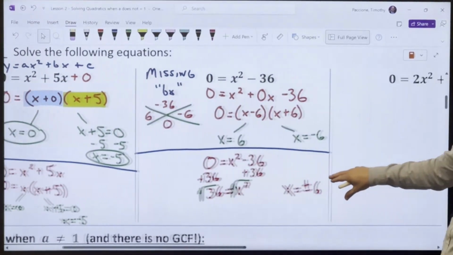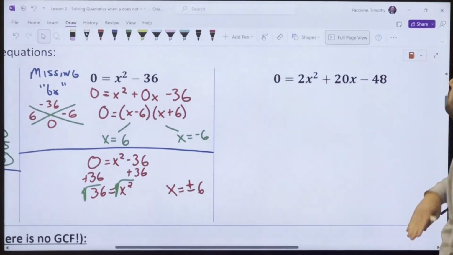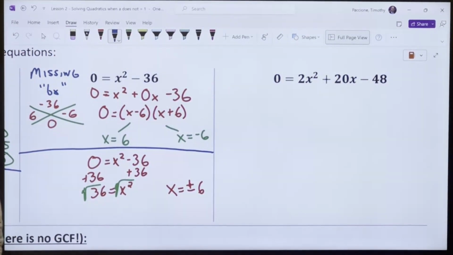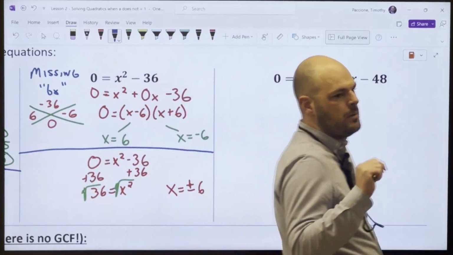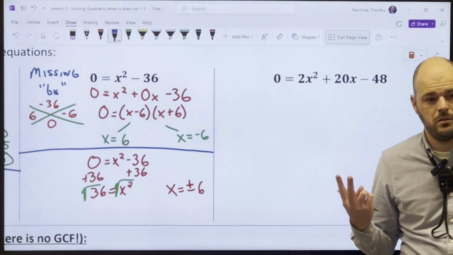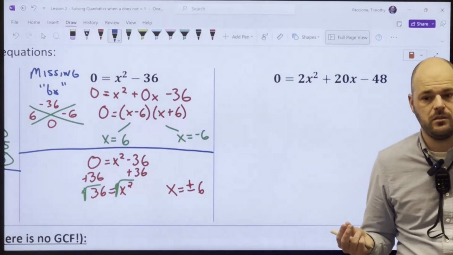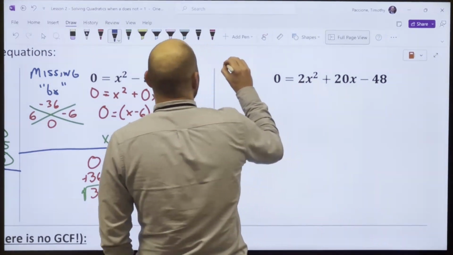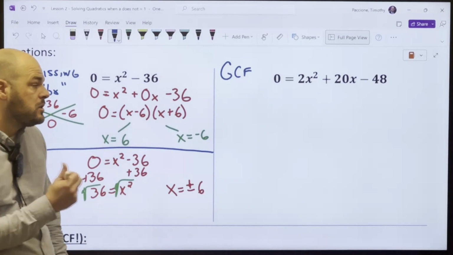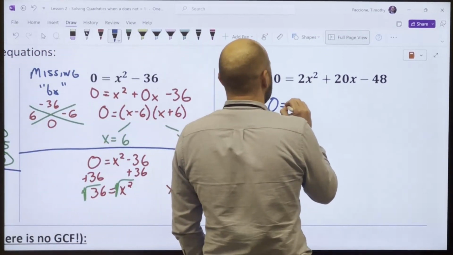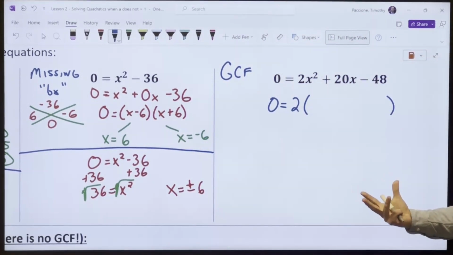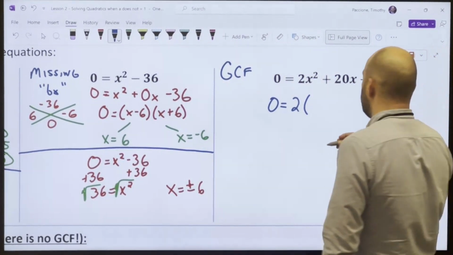Now your last problem on your warm-up, what was the issue here? There wasn't anything missing, but we had a little extra. Our a value is not 1, but what is it? 2. Okay, and what is it in this situation? It's a GCF. It's a greatest common factor. So if you have a GCF, this is a GCF problem, the first thing you got to do is factor it out. Okay? So you would say, okay, 0 equals 2, big parentheses, and then divide everything by 2. You just got to pull it out, right? If you can. Sometimes you can't. We'll talk about that today.